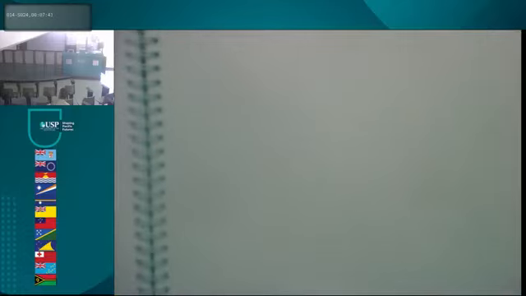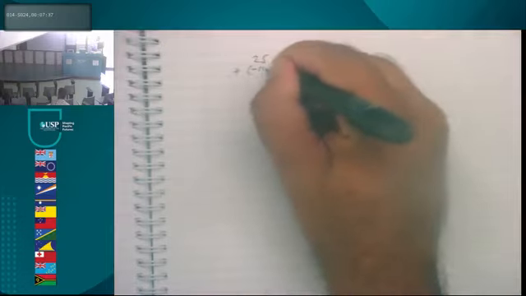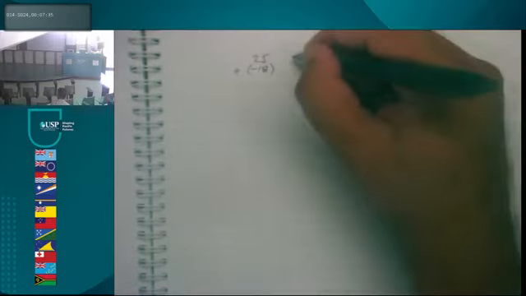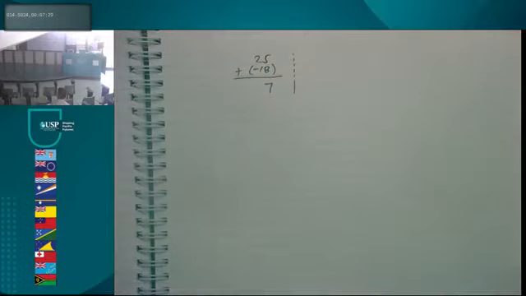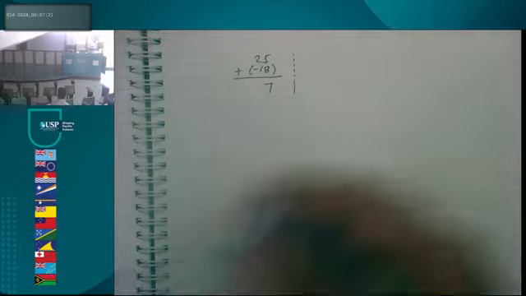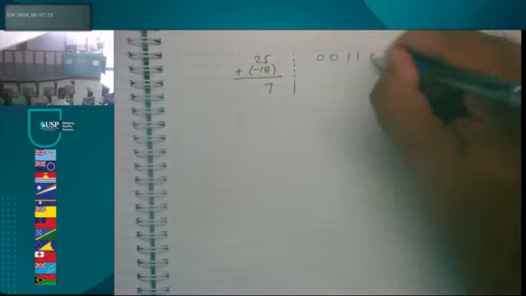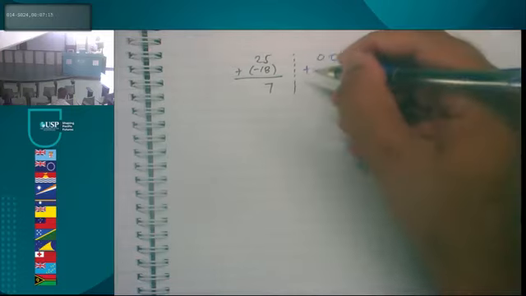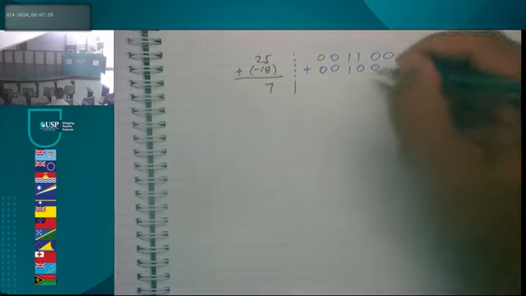So we now do 25 minus 18, 25 plus negative 18. The answer should come to 7, right? 25 minus 18 is 7. Okay? So 25 was what, guys? What was 25? I wrote that early on. That is 0011001, and we add 0010010.